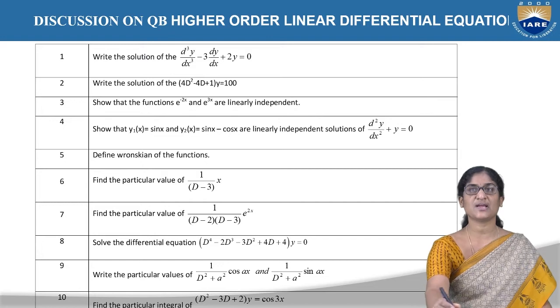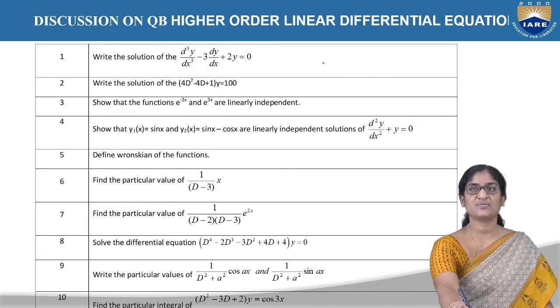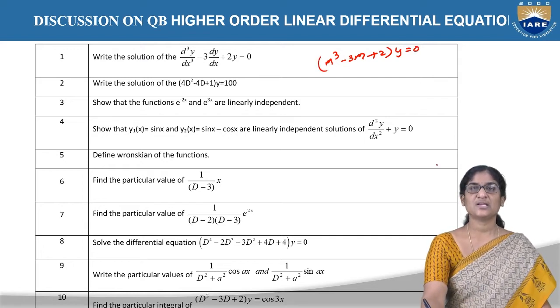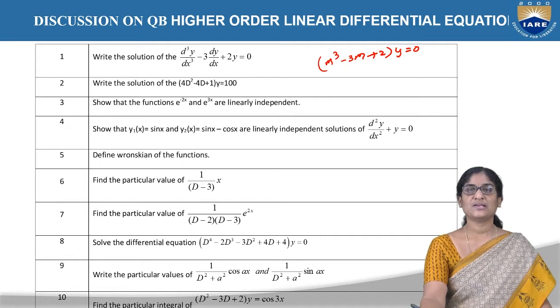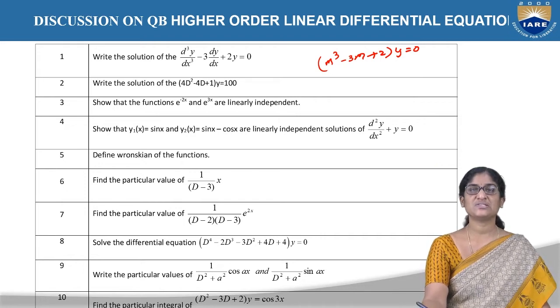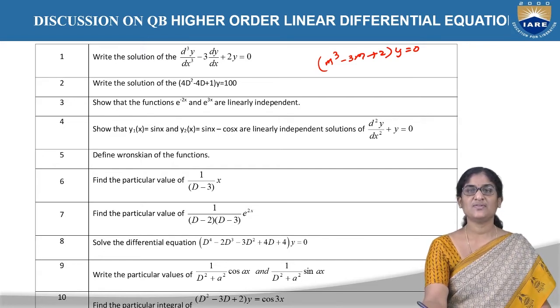The auxiliary equation can be written as m cube minus 3m plus 2 into y is equal to 0. Upon solving, we will get three roots, and the three roots can be converted in terms of the complementary function by using c1 e to the power of alpha x plus c2 e to the power of beta x plus c3 e to the power of gamma x. Here, we don't need to find the particular integral, since the right hand side of the equation is equal to 0.